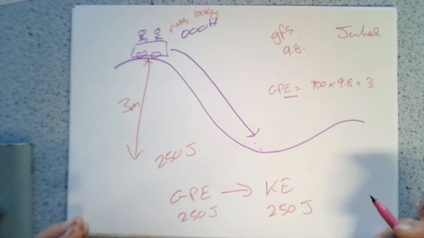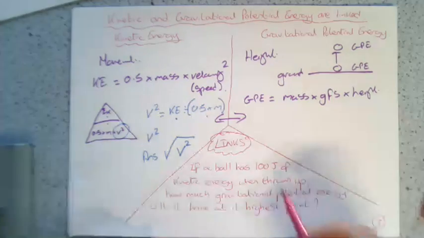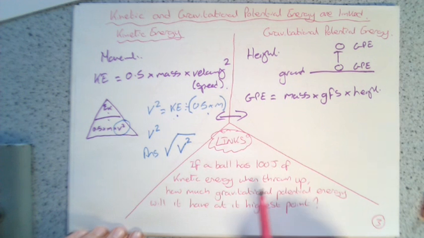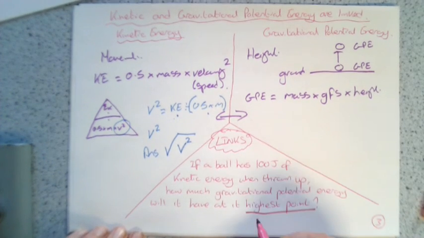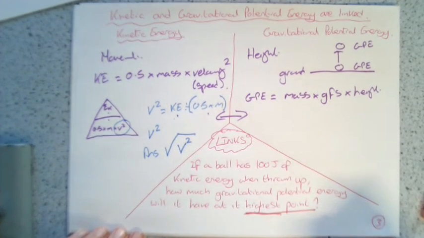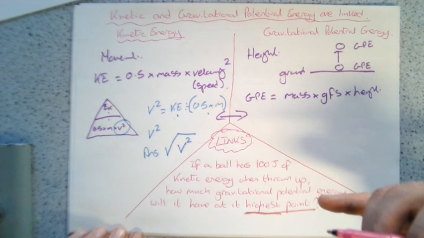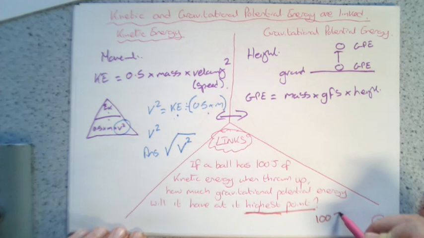It can just be changed from one form into another, okay? So this is where I have this little link, and it's like an exam question. If a ball has 100 joules of kinetic energy when thrown up, how much gravitational potential energy will it have at its highest point? Now, because it said highest point, we're looking at gravitational potential energy, okay? We're looking at an energy transfer. And do you know what? The simple answer is 100 joules.